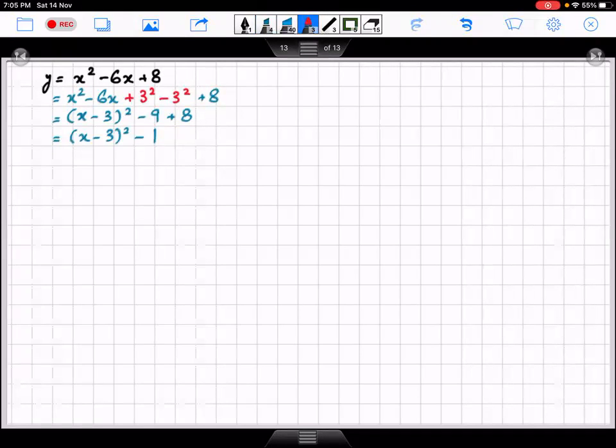The general form is y equals a(x minus h) whole squared plus k. So by comparing, I can say that a is equal to 1, h is equal to 3, and k is equal to minus 1. So now you can tell me what the vertex is. The vertex is h comma k, so it should be 3 comma minus 1.